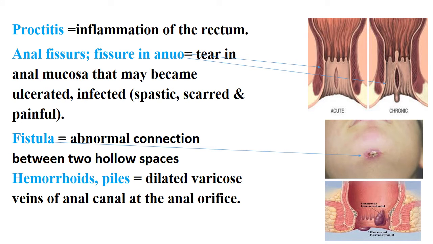Another term is proctitis, which means inflammation of the rectum, التهاب قناة المستقيم. And the new term is anal fissure, or fissure of anal, which means a tear in the anal mucosa, تمزق ببطانة الانال canal, فتحة الشرج, that may become ulcerated, تصبح متقرحة وملتهبة، سكارد, تكون على شكل سكار.